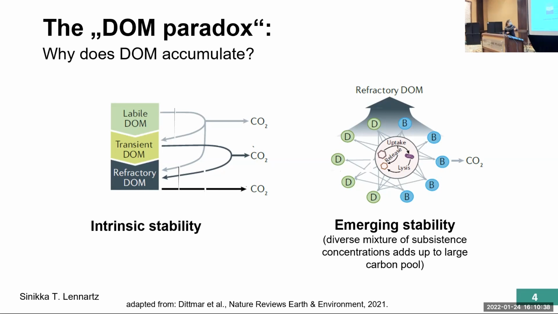And the mechanism behind that is this huge diversity of these compounds, this diverse mixture. These compounds can be taken up by a subsection of the microbial community. So they basically take up and therefore decrease the concentration of the individual compounds to very low concentrations, the subsistence concentration. But still, if you have this diverse mixture, this adds up to a large carbon pool as a controlling mechanism.